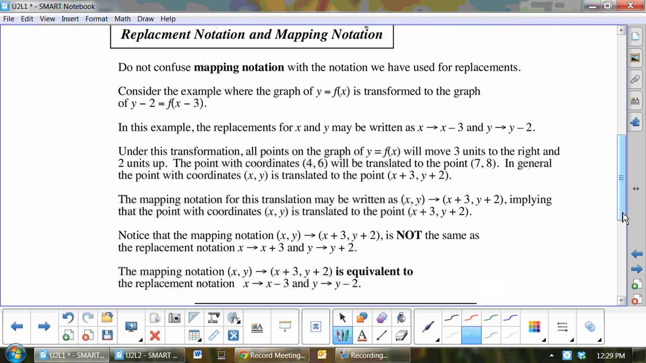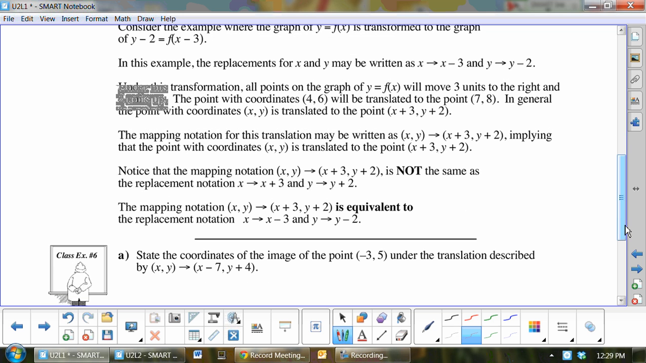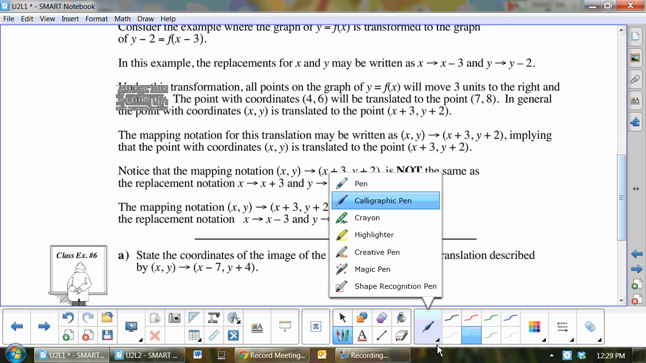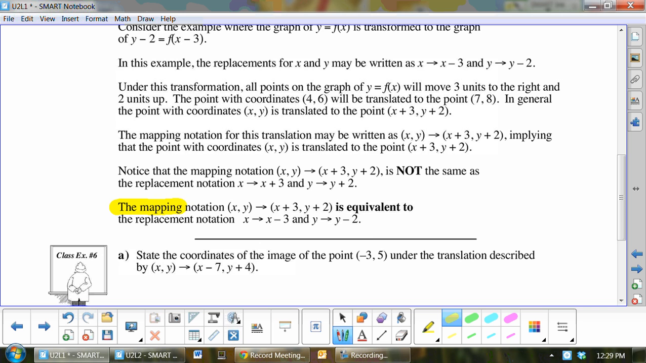Now, the next thing is we're going to talk about mapping notation versus replacement notation. So we've been doing replacement notation the whole time. There's also what's called the mapping notation. Now, mapping notation is quite simply, if you come down and look at this, so this is what the mapping notation means. It'll have x comma y, then an arrow, and say x plus 3, y plus 2: take all your x's and add 3, and take all your y's and add 2.